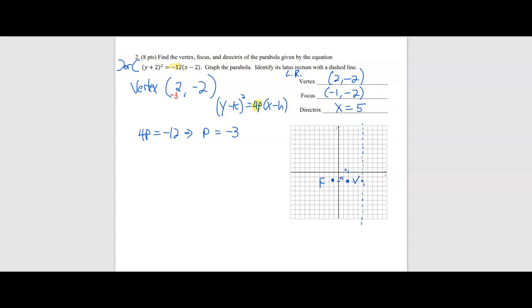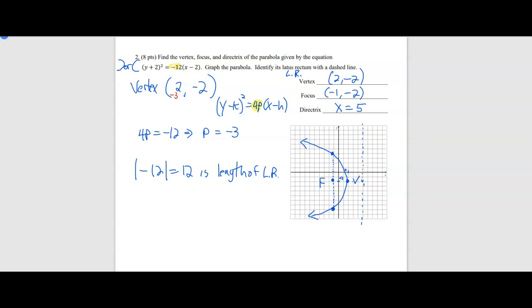And so one nice tool, the 12, the absolute value of that coefficient, is the length of the latus rectum, the LR. So from the focus, this thing is going to be length 12. So if I go 6 up and 6 down, these points are on the parabola. So now I feel a little better about sketching, knowing that I have the correct width.